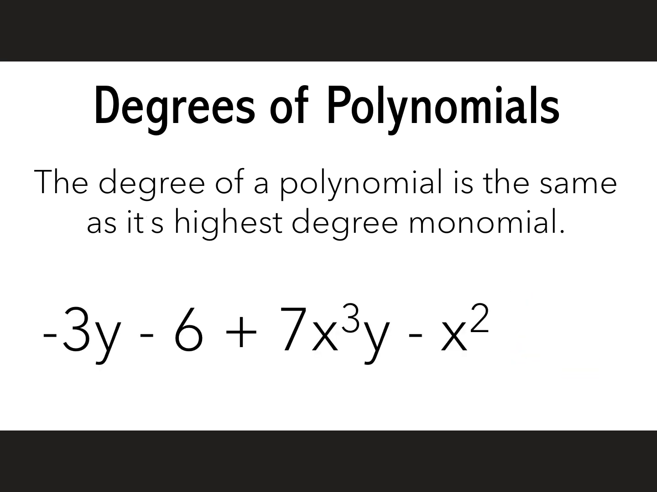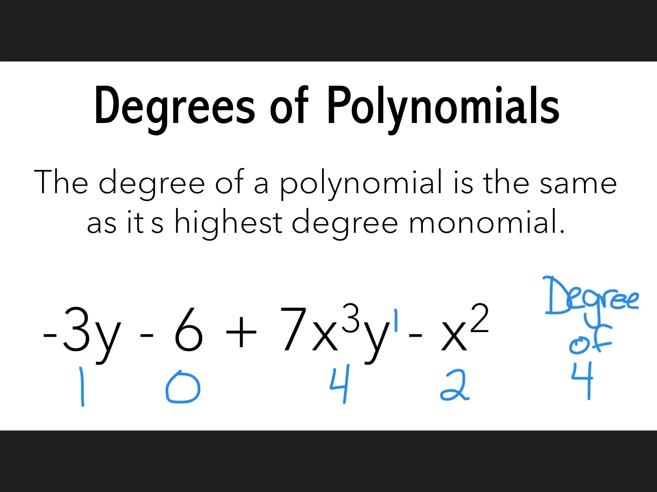All right, what do you think the degree of this polynomial is? Well, let's look at the first term, y. I don't see an exponent, but we know that's a 1, and so that's a degree of 1. What's the degree of negative 6? 0. What's the degree of the next term? Well, I have x to the power of 3, but then I have y, remember, to the power of 1, so that's a total of 4. And then the last one is a degree of 2. So what's the degree of this polynomial? It's a degree of 4 because that's its highest degreed term.